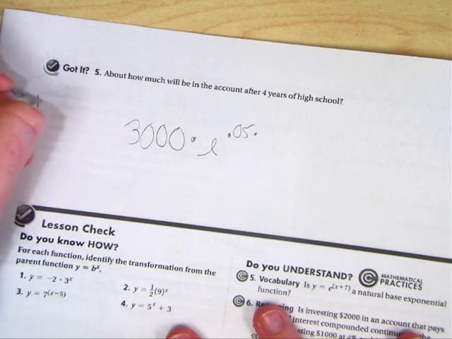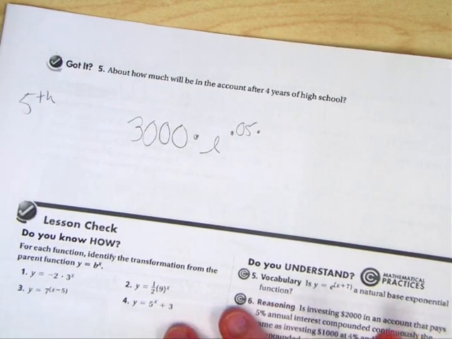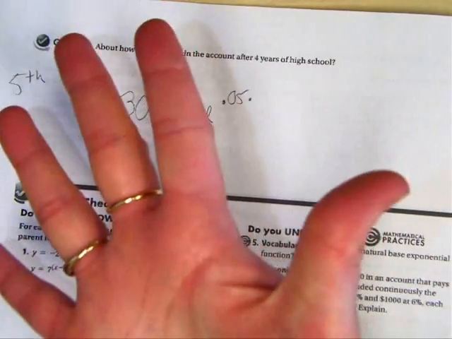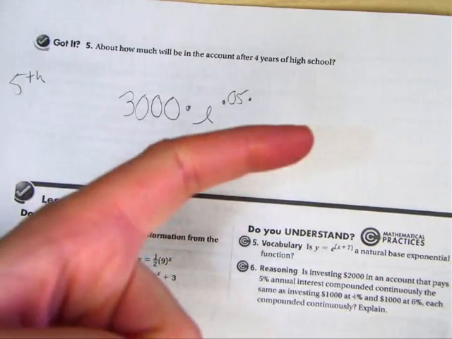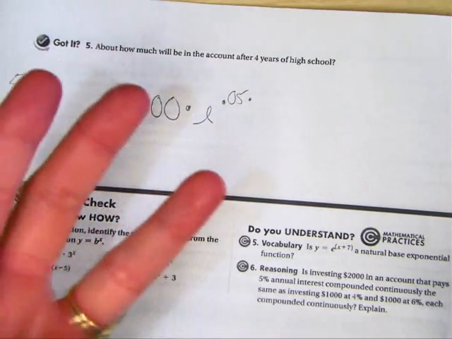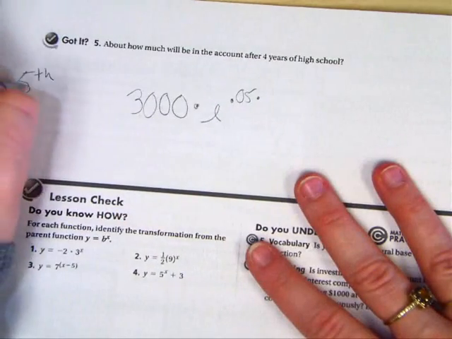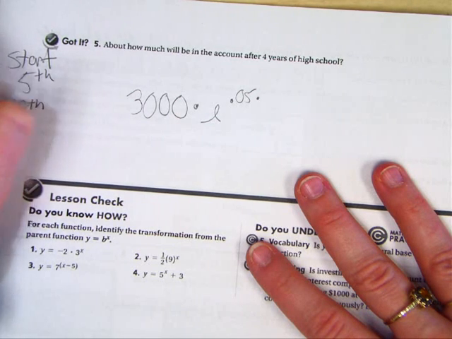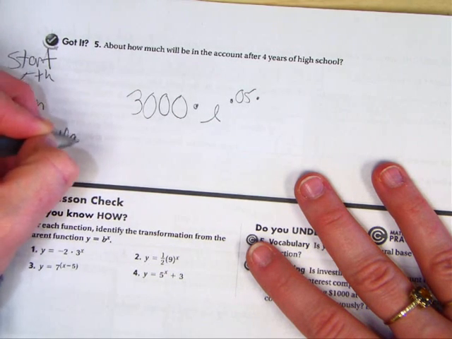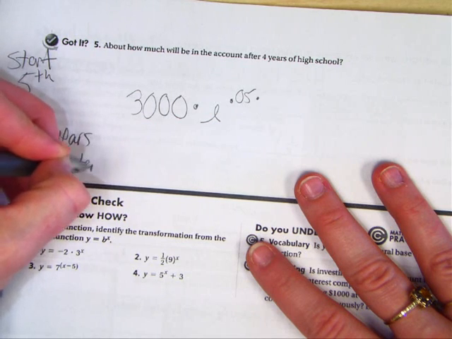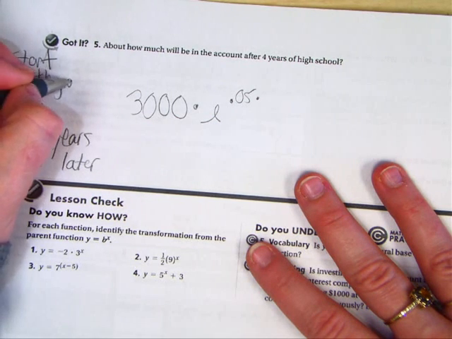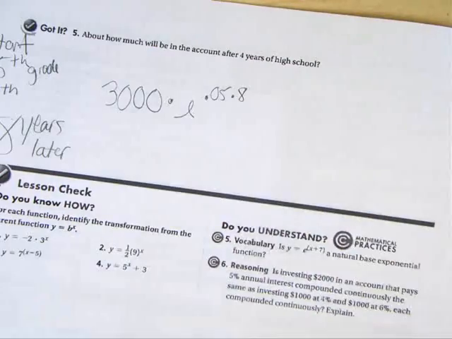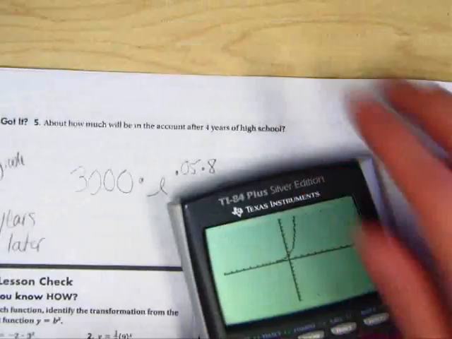It was in 5th grade, right? So after 4 years of high school. So ready? 5th grade, 6th grade, 7th grade, 8th grade, 9th grade, 10th grade, 11th grade, 12th grade. 8 years. He started in 5th. 12th grade then, everybody, would be 8 years later. Okay, you start in 5th grade, therefore the end of high school is 8 years later. So times 8. Well, let's get our calculator and figure it out.